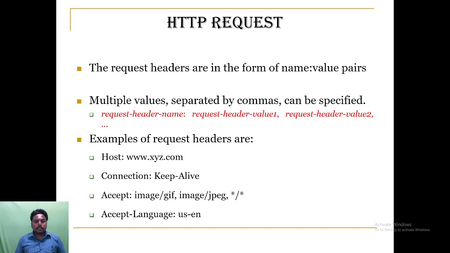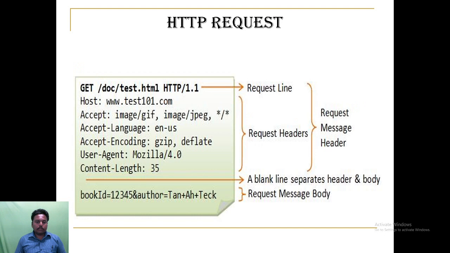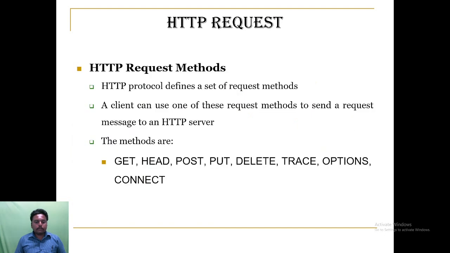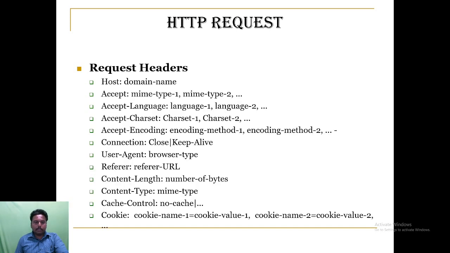The request headers are in the form of name, value pairs. Multiple values separated by commas can be specified. Request header name, request header value 2. Okay. Next, the method of HTTP request can be GET, HEAD, POST, PUT, DELETE, TRACE, OPTIONS, CONNECT. These are all the parameters we are going to use here.